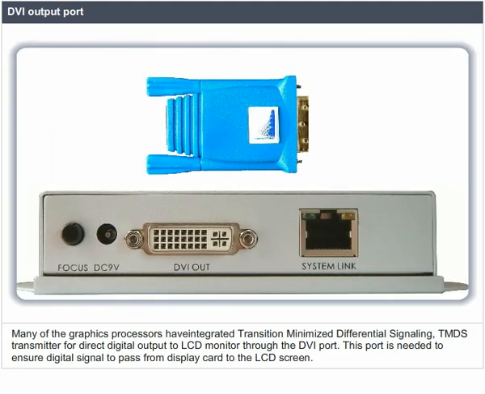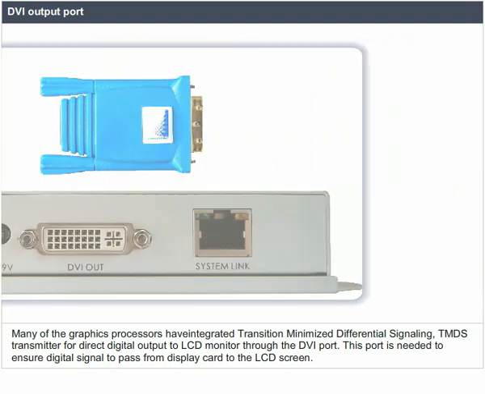DVI output port. Many of the graphics processors have an integrated transition minimized differential signaling, TMDS, transmitter for direct digital output to an LCD monitor through the DVI port. This port is needed to ensure the digital signal passes from the display card to the LCD screen.